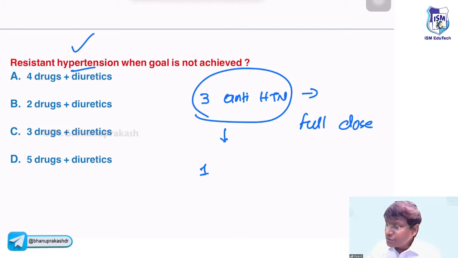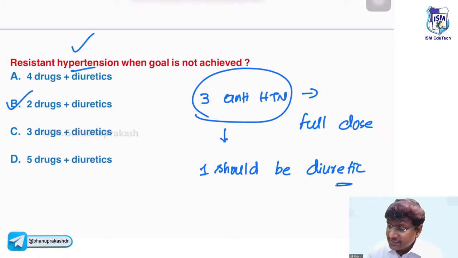Right? One should be a diuretic. Okay? Now, what will be the answer? The answer is not A. The answer will be B. So, it should be two drugs of different classes plus a diuretic, with maximum dose. That is what is called resistant hypertension.